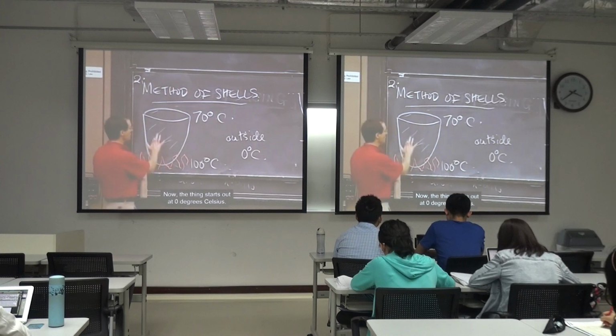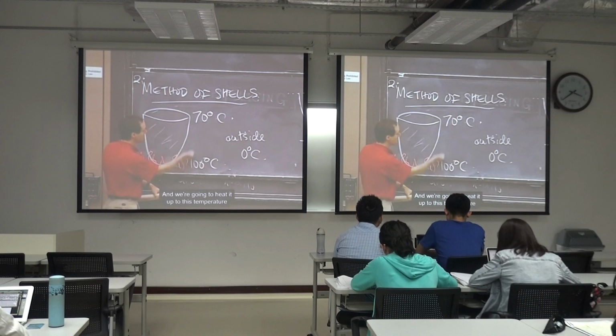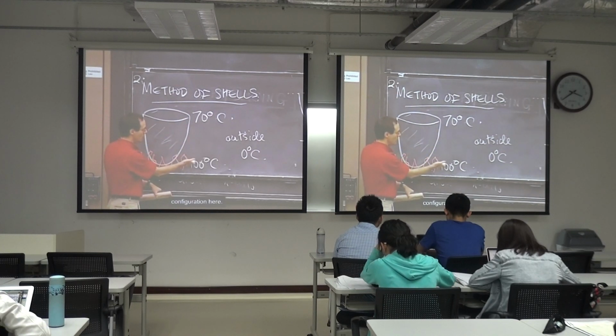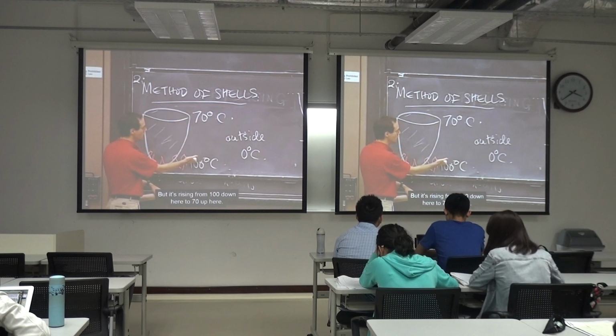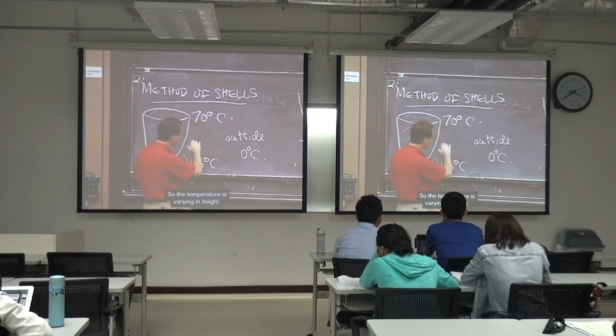And the question that we're going to ask is how much heat do they need to do it? Now, the thing starts out at 0 degrees Celsius, and we're going to heat it up to this temperature configuration here. But it's going from 100 down here to 70 up here. So the temperature is varying in height.